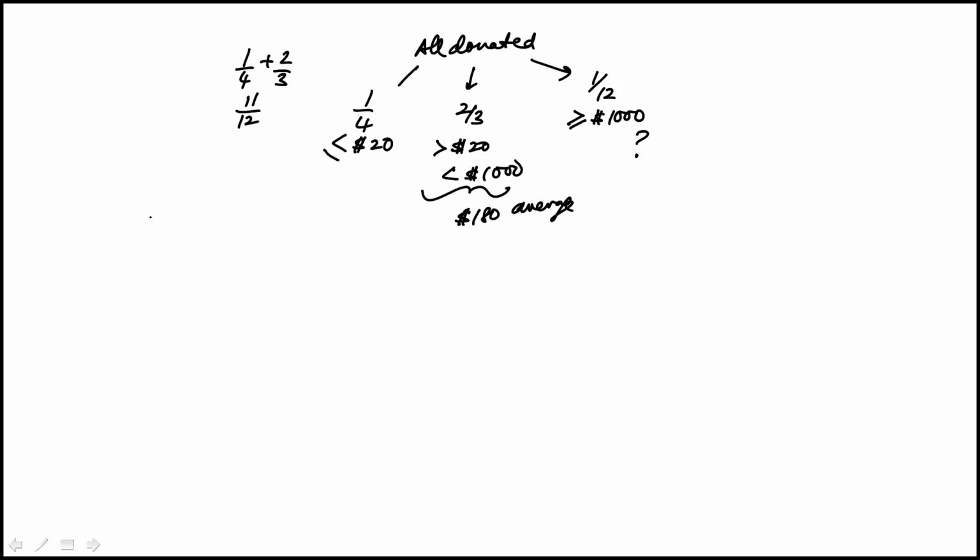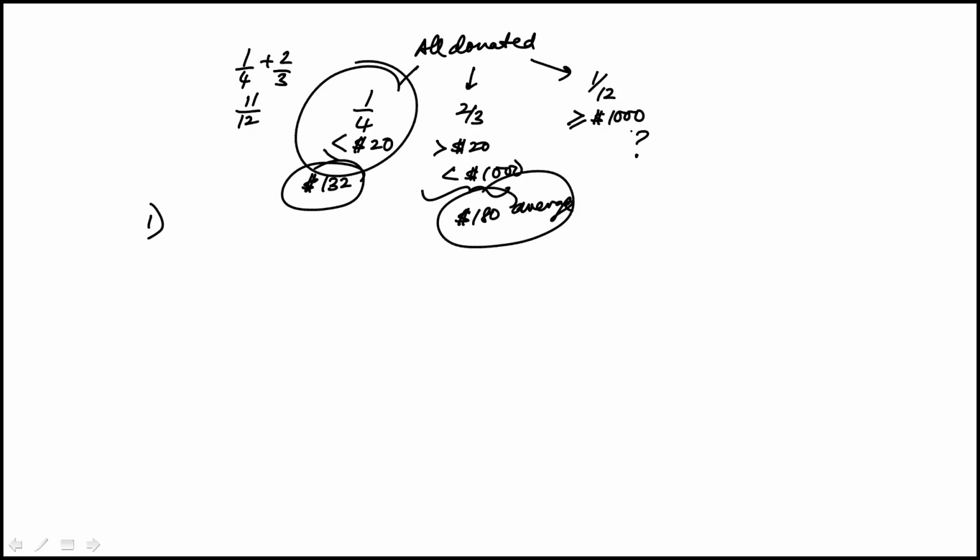Okay, so we'll start with statement 1. The average amount donated by the people who donated less than 1,000 was 132. So that's for this category. We know the average for that category. This is what we need to figure out. There's no way we can figure this out. All we know is that's 1/12 of the people, but we can't get to that average amount. There's no information about the total amount donated, etc. So 1 alone is insufficient.